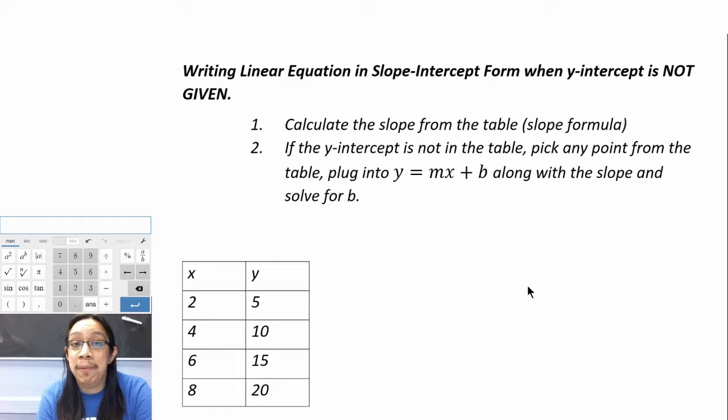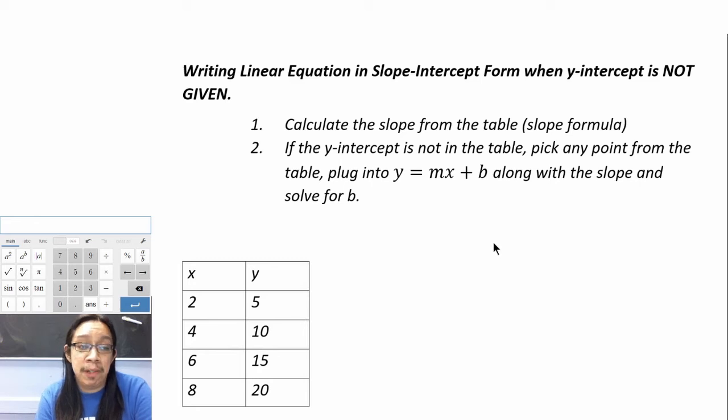In this video, we're going to be talking about how we can write a linear equation in slope-intercept form when the y-intercept is not given to us. We're going to look into what steps we have to take in order to write an equation in y equals mx plus b. So let's go ahead and get started.